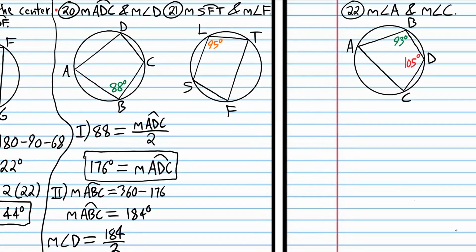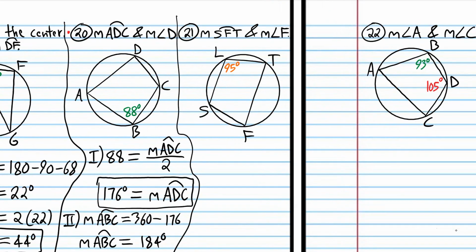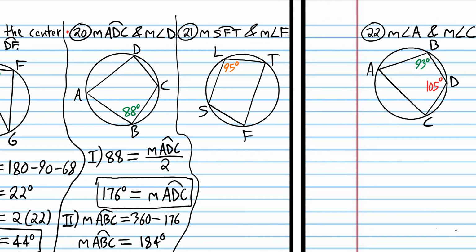So we can find the measure of arc SFT pretty easily. That's the easy part. First of all, we know that this is an inscribed angle. That angle measure there is equal to the corresponding arc measure divided by 2, so it's equal to the measure of arc SFT divided by 2. Multiply both sides by 2, and you get 190 degrees.